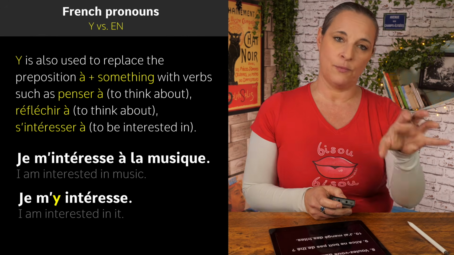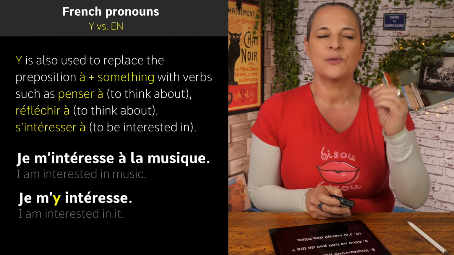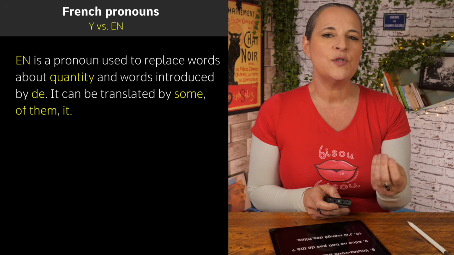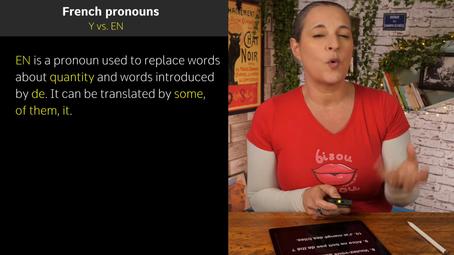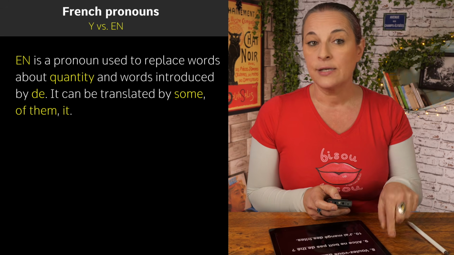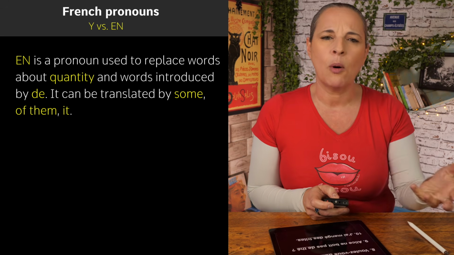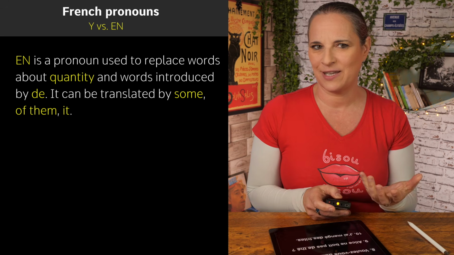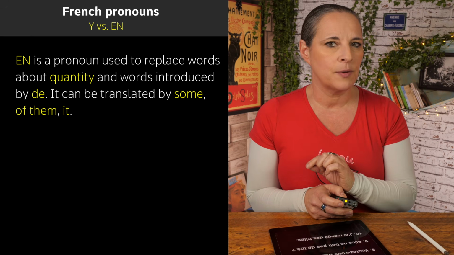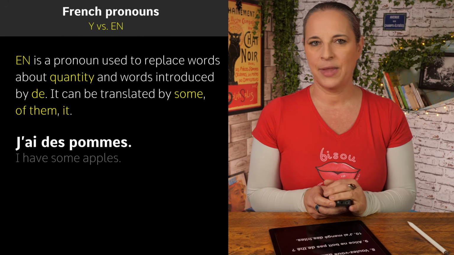Now, you often ask me about the difference between y and en. Well, en is a pronoun as well, but it's used to replace words about quantity and words introduced by de. Okay, so it can be translated by some or of them or it. Now it appears as well before the verb. So let's have a look at this one.